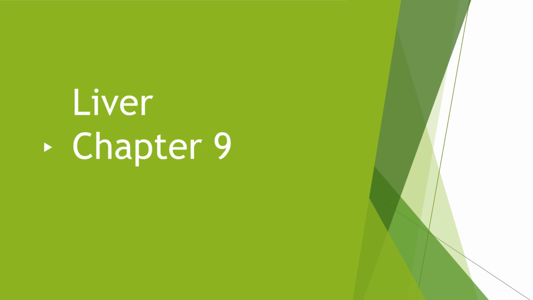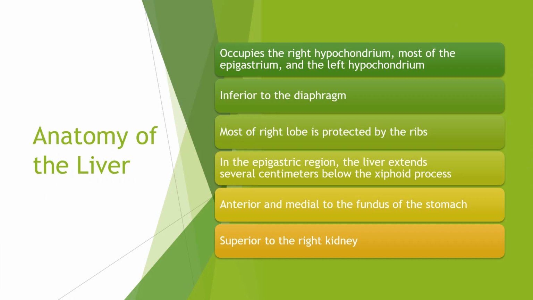This lecture is on liver anatomy and physiology. It's chapter 9 in your Hagen Answered. So the liver occupies most of the right upper quadrant. It's going to occupy all of the right hypochondrium, most of the epigastrium, and some of the left hypochondrium as well. It's going to be inferior to the diaphragm.